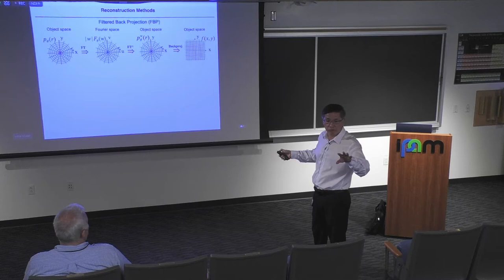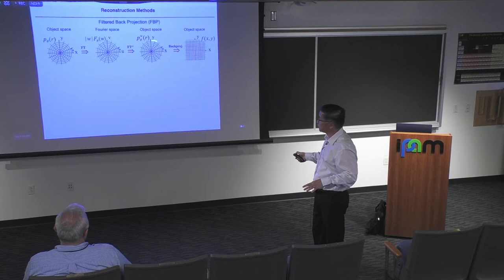What's the difference between the third and the fourth? Because this is a Cartesian grid, from here to here you correct the density uniformity. The density is not uniform, so you multiply by the filter to make the density uniform. Then you simply project back. That's why it's called back projection.